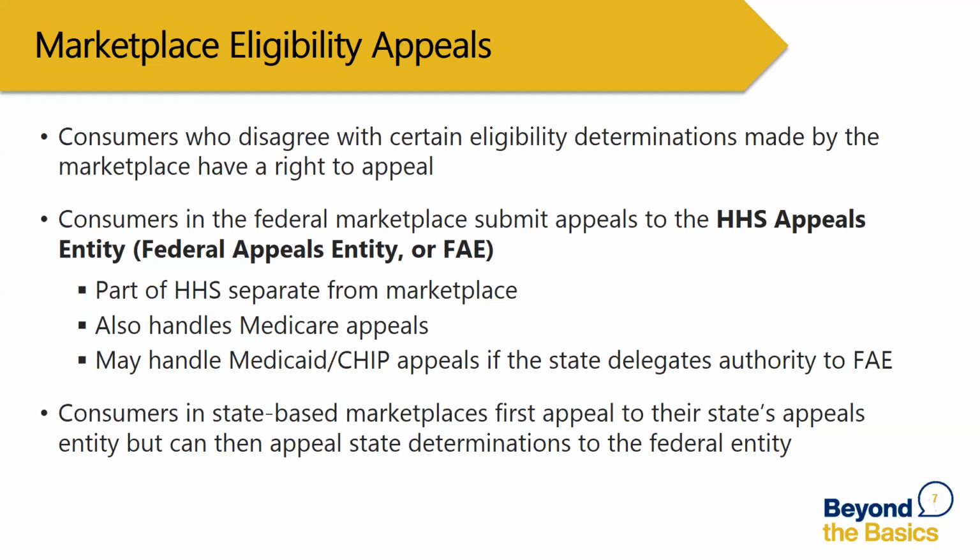So just to be really clear, the folks who work on marketplace appeals are in a part of HHS that also covers Medicare appeals and sometimes will cover Medicaid and CHIP appeals. It's called the Federal Appeals Entity, or FAE, and we'll go through a little bit of the steps in the process as we go forward.